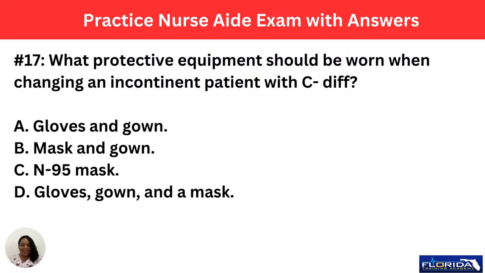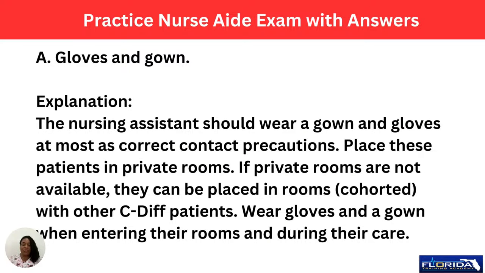Should it be A, gloves and a gown, B, a mask and a gown, C, a N95 mask, or D, gloves, gown, and a mask? What is going to be the best option? If you chose A, gloves and a gown, you're correct. The nursing assistant should wear a gown and gloves as the most correct response whenever someone is on contact precautions.